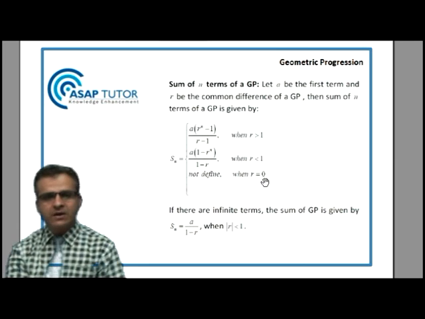And when r is equal to 0, it means there will not be a GP or a progression. We cannot have a geometric progression where the common ratio is 0. And these formulas we generally use when we have a finite progression, that is, the number of terms is countable. If the number of terms is uncountable, or we want to find the sum of an infinite series, then the formula is Sn is equal to A over 1 minus r, and in this case the absolute value of r is less than 1.